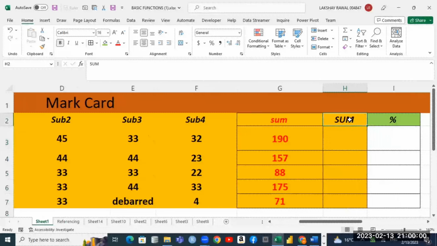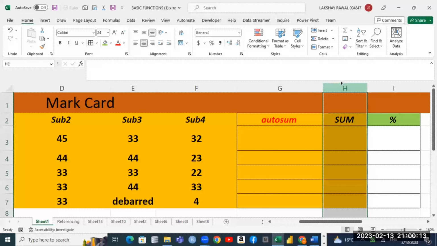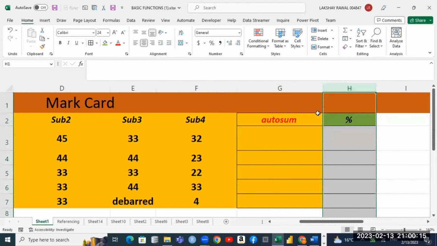There is one more thing that is called auto sum. I'm just writing it here, auto sum. What is auto sum? Look at here. I'm not doing this method. I'm now doing the sum, but using the auto sum, which is the fastest method to do sum. This auto sum you will find here also.